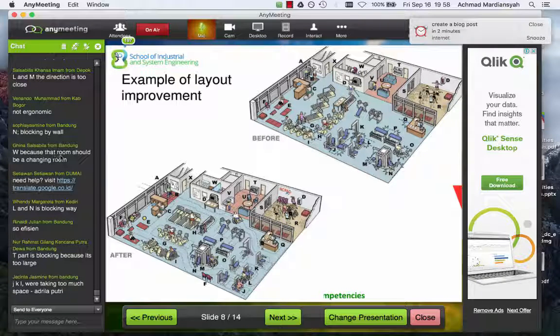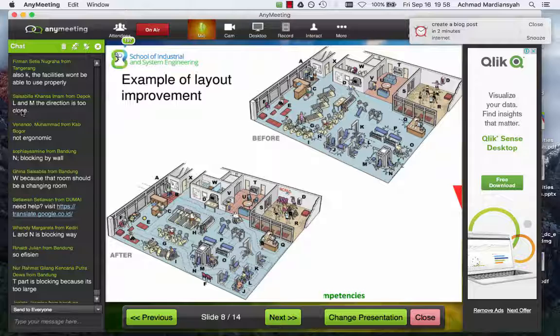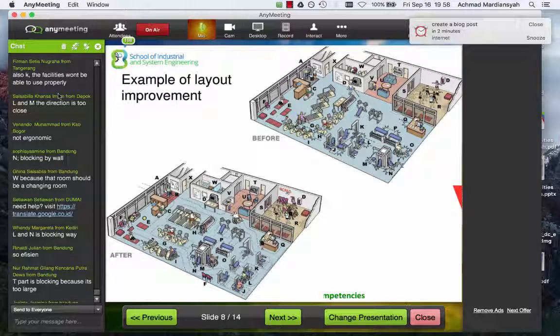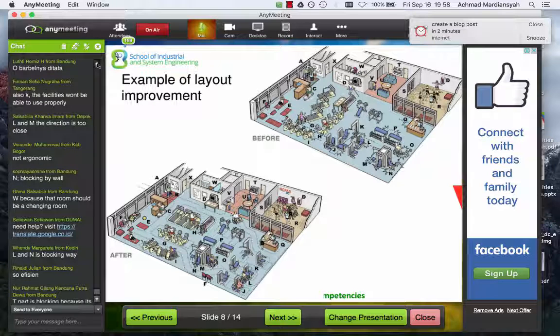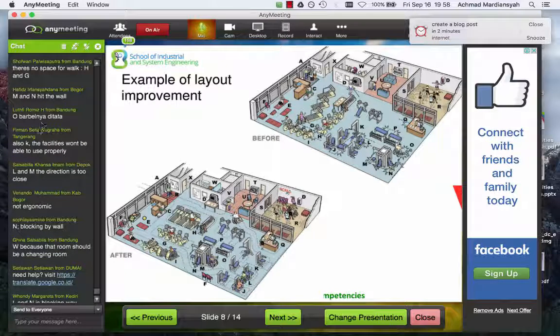W, okay. So you have W, not ergonomic. I think it's not quite right here, because ergonomic is related to the product itself. What do you think by ergonomic? Here we are talking about the facility, about the layout.